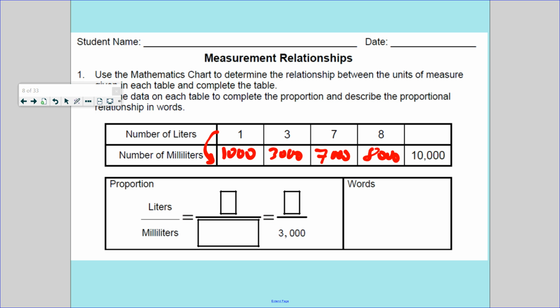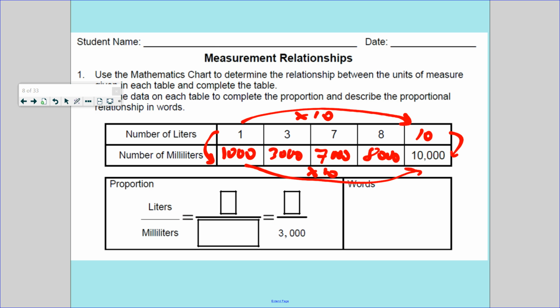So, I think it's going to be 10 because 10 times 1,000 is 10,000. How do you build 1,000 to 10,000? Times 10. So the scale factor is times 10. So we can do it as a side-to-side relationship or an up and down relationship, within or between.